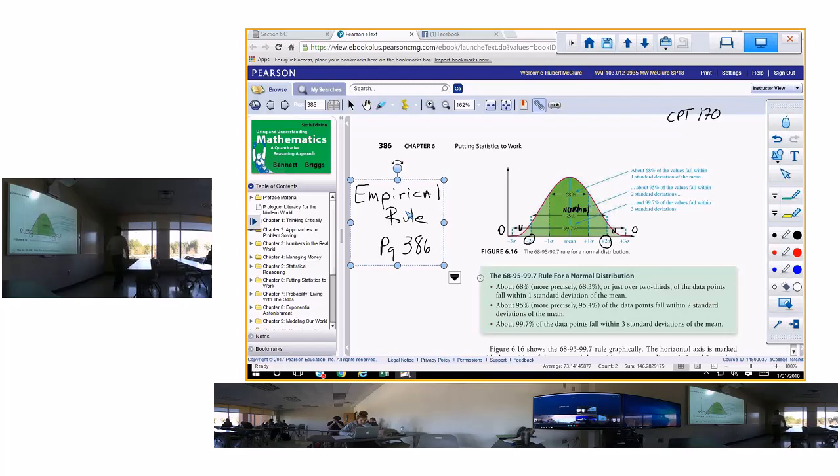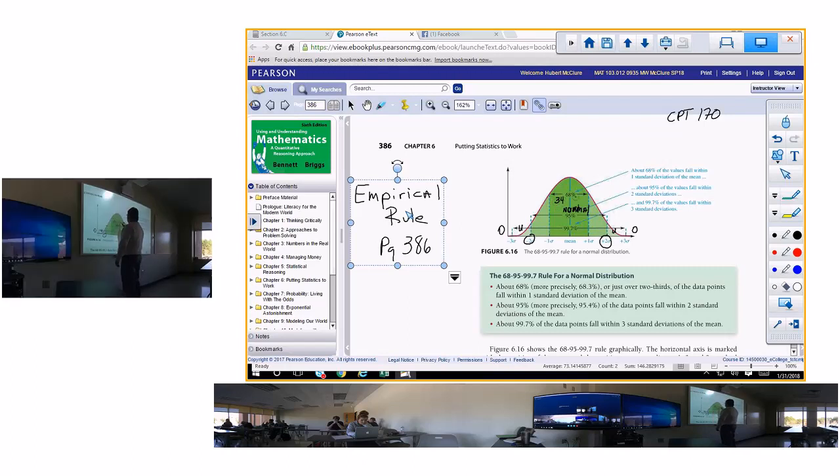All right. Now, the percentages. And it's best just to do this. Put a 34 here. Put a 34 here. 13.5. 13.5. 2.35. Now this is where I go against the book because it sucks. 0.15. And this is 2.35. And 0.15. Okay?